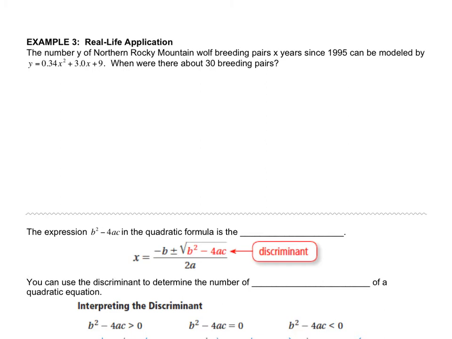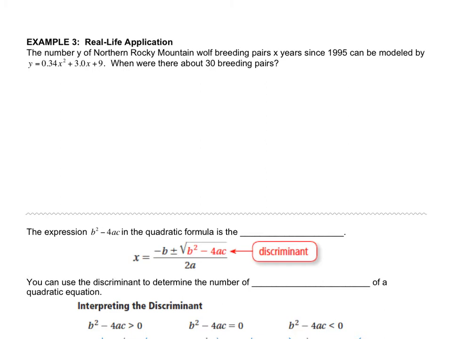Okay, on example 3, we're looking at more of a real-life application. We're trying to figure out when, after the year 1995, we had about 30 breeding pairs of the Rocky Mountain wolf. We're given the function that models their population based on how the breeding pairs are working. And as you can notice right away, the function is kind of a crazy one. It's certainly not something that we would even want to think about trying to graph or certainly factor. So this would definitely be a perfect candidate to try using the quadratic formula.